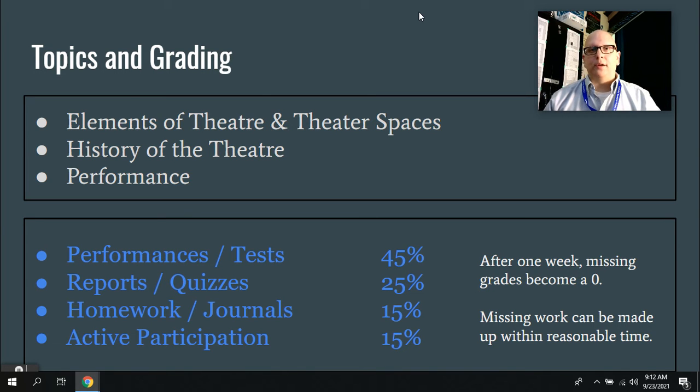All performances are graded as tests at 45%. There are a series of quizzes when we do theater spaces. There'll be some notes that students take and that I provide them with. There'll be a quiz on that kind of information. Homework and journal entries are not that common. Really, their homework is to prepare. The journals would be then reflecting on something afterwards.